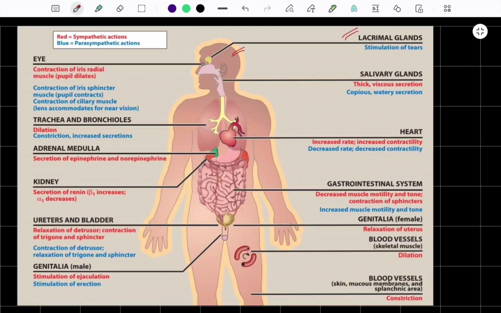You have to remember these functions in order to understand further chapters, because drugs either mimic the functions of the sympathetic and parasympathetic nervous systems or oppose them. If you know the basic functions of both these systems, it will be easy for you to memorize drugs and their mechanisms of action, right? That's all for today.